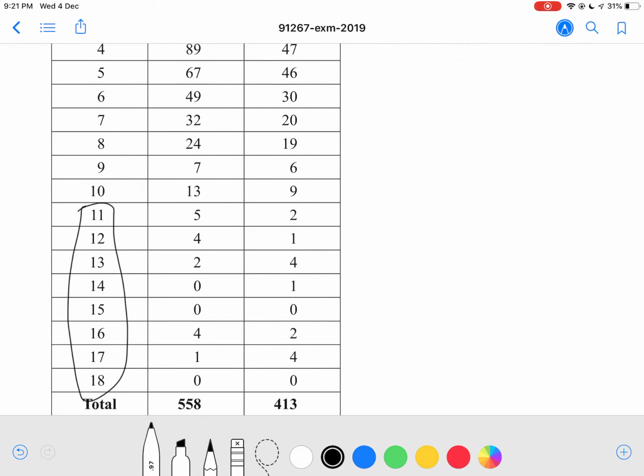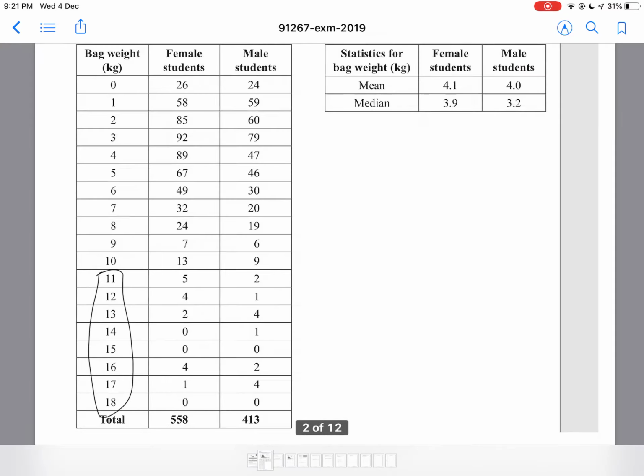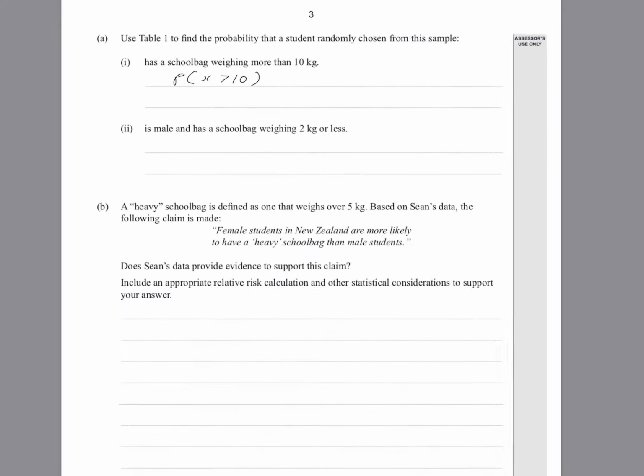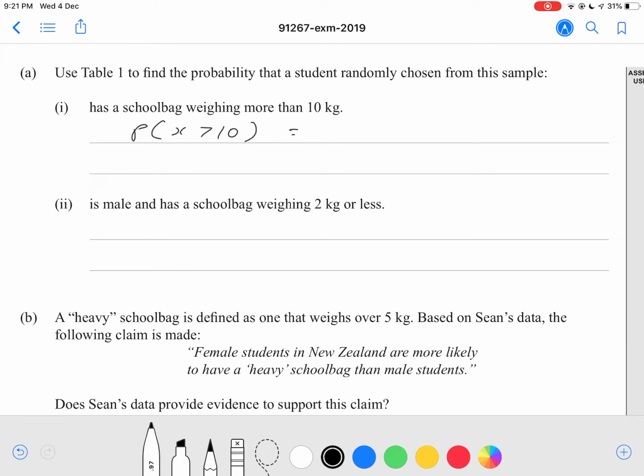So 5 plus 4 plus 2 and so on equals 30. So our total probability will actually be 30 over the total number of students. The total number of students is 558 plus 413, which is 971. So our probability would be equal to 30 over 971. And that would be an achieved level question.